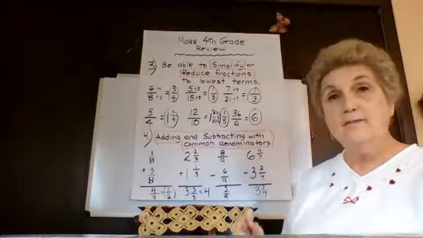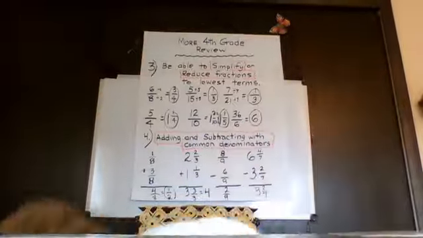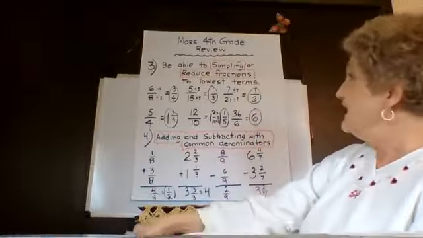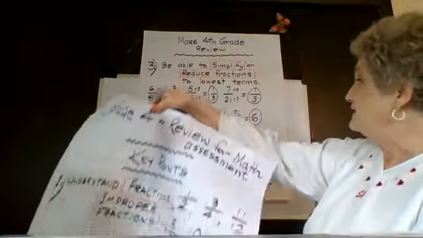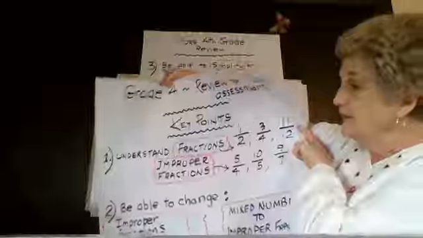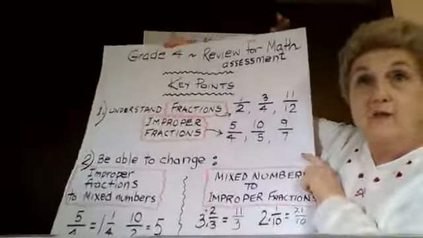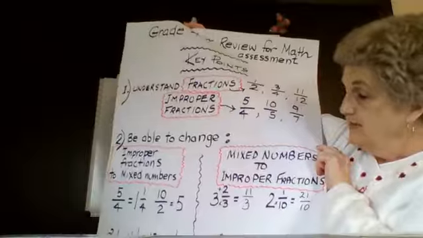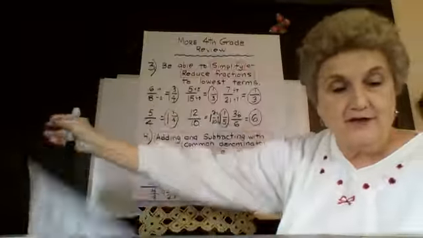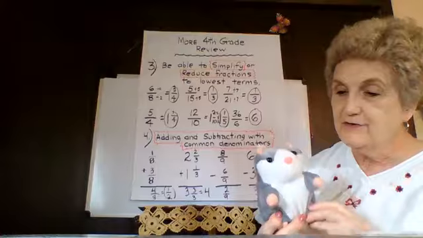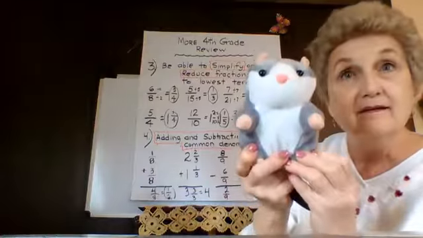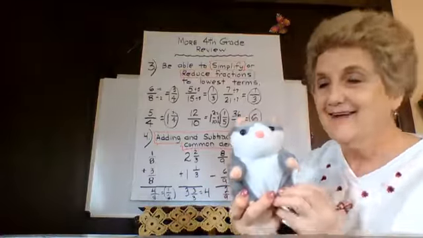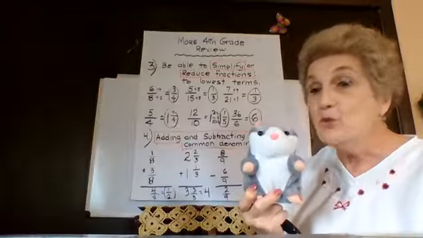Okay, so those are the 4 main concepts that will be on your test. Being able to simplify, reduce, adding and subtracting with common denominators, knowing fractions, the regular ones and improper ones, being able to change improper fractions to mixed numbers and mixed numbers to improper fractions. Wow, was that hard, Mr. Buddy? Was it hard? Nah. I think everybody will do well, don't you?